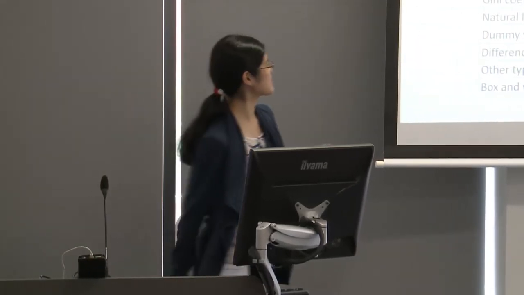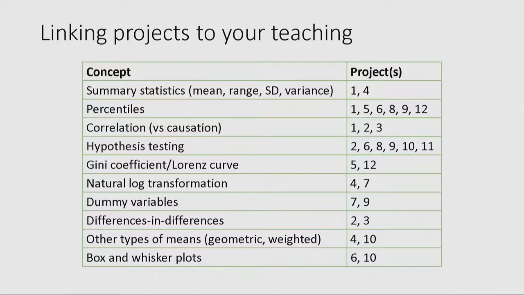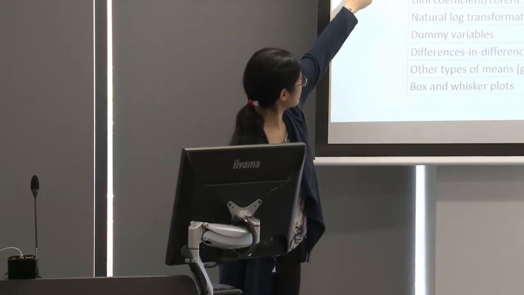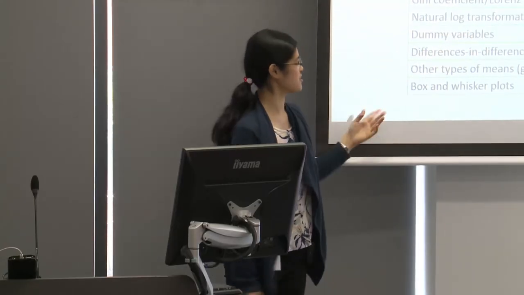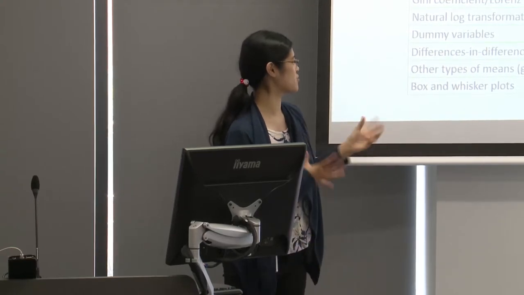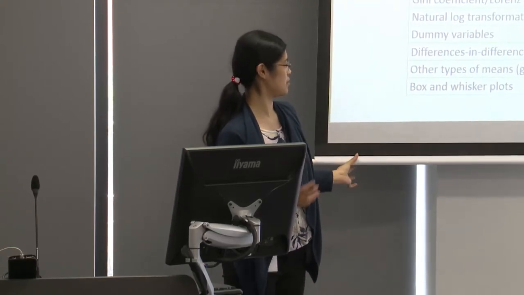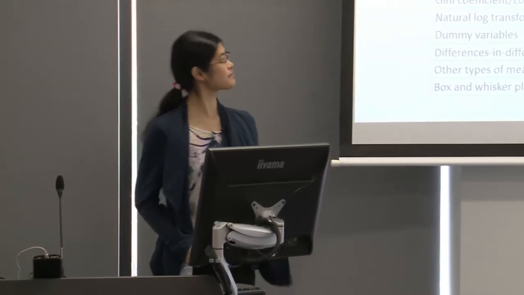Right, and then here's a list of the concepts that are taught in the first 12 projects. These are just concepts that recur in more than one project. There are some concepts that only appear in one project, so they're not on the table, otherwise it won't fit in the slide. But you can see there's a whole range of things that you can do, and many different projects that you can choose. So for example, if you want to do something about hypothesis testing, there's a range of different projects. So you don't have to teach them in order, and you can pick and choose the ones that you like and parts of the project that you like as well.